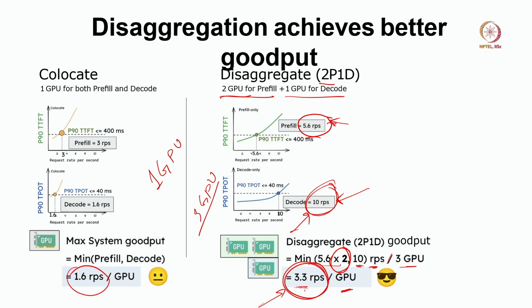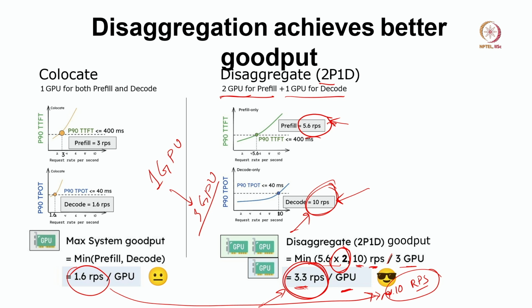Why is the return 6 times? 3.3 requests per second per GPU means our total throughput will be around 10 requests per second, right? That's the total throughput, correct? So we invested thrice, from 1 GPU to 3 GPUs, but the return is 6 times. From 1.6 requests per second, now we can sustain 10 requests per second, which is a good benefit. Now, if our return was 3 times or lesser, then definitely our investment is not good enough, correct?